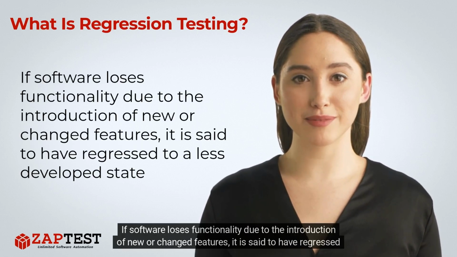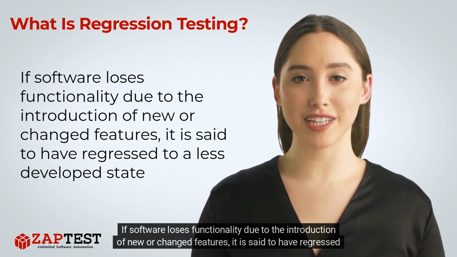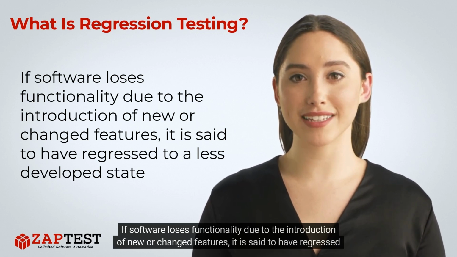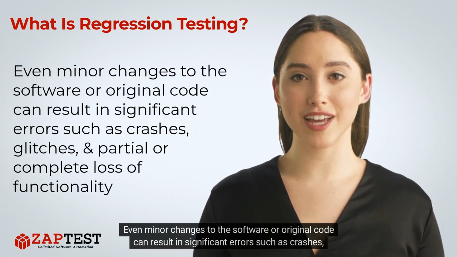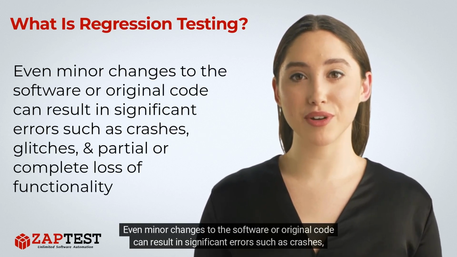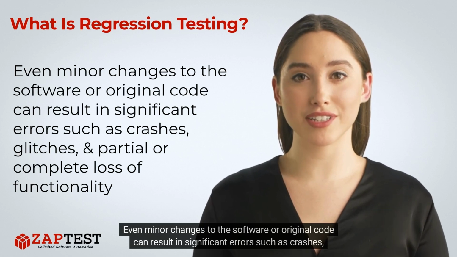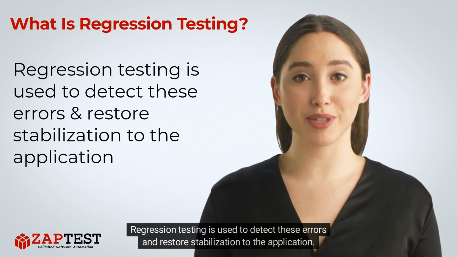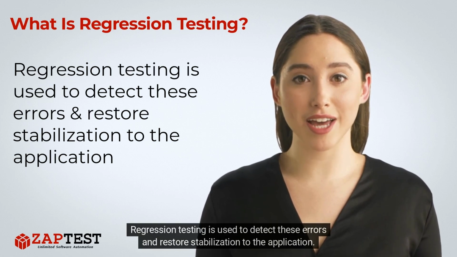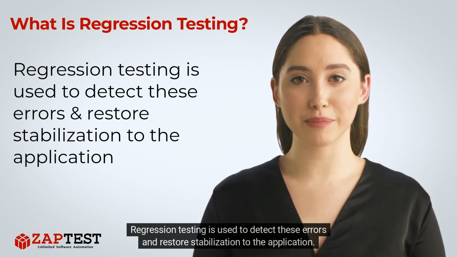If software loses functionality due to the introduction of new or changed features, it is said to have regressed to a less developed state. Even minor changes to the software or original code can result in significant errors such as crashes, glitches, and partial or complete loss of functionality. Regression testing is used to detect these errors and restore stabilization to the application.